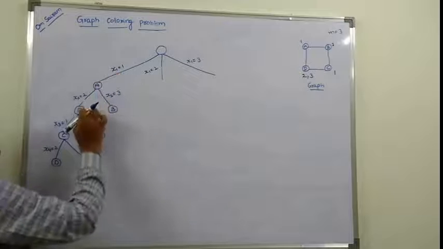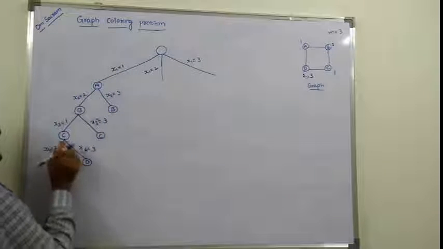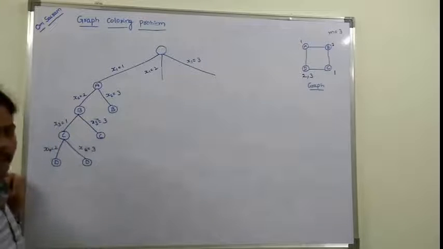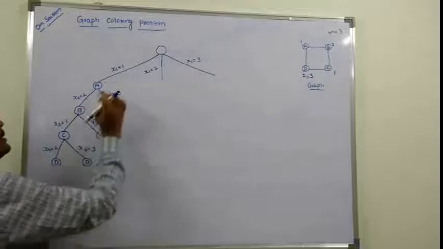So we can take this path. Vertex A is first color. Vertex B is second color. Vertex C is first color. Vertex D is filled with third color. Next, we can take this path.